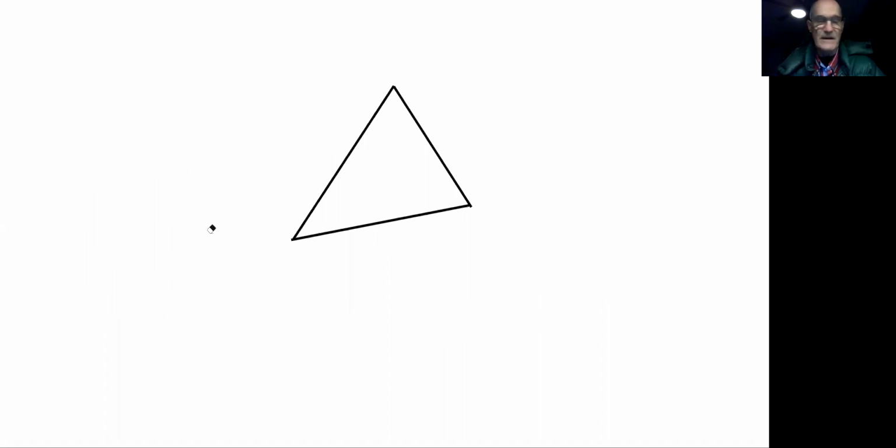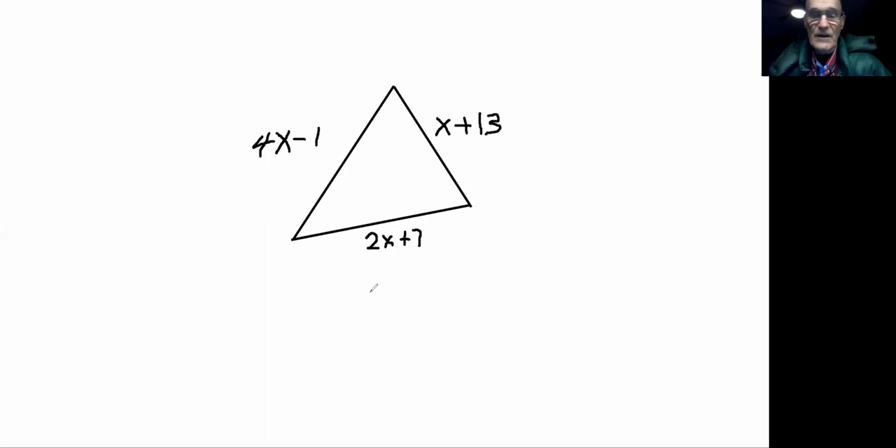So what I'm going to do now is say, okay, this side right here will be 4x minus 1. This side over here will be x plus 13. And this side down here will be 2x plus 7. Now, I have to find the limits on x in this case.